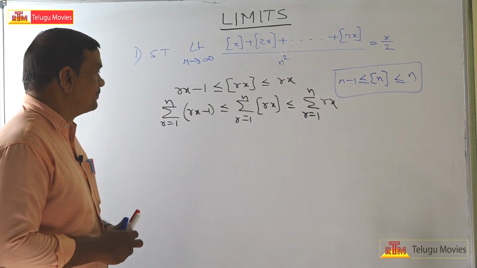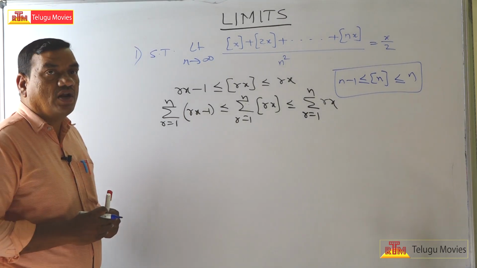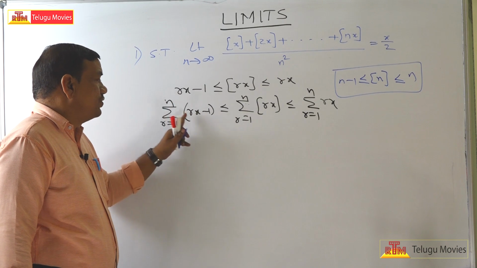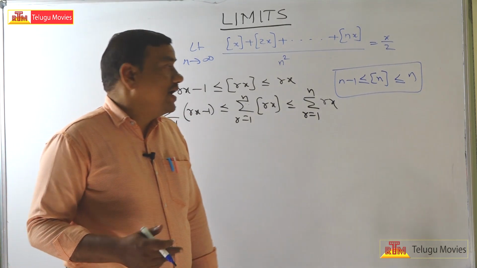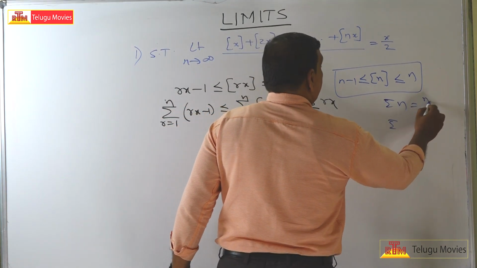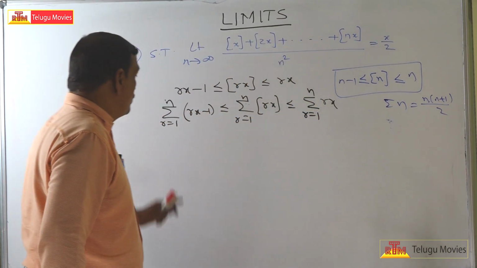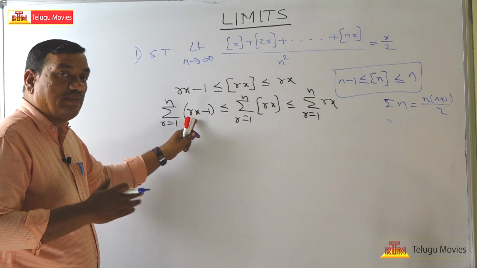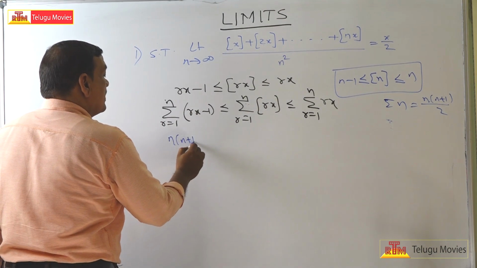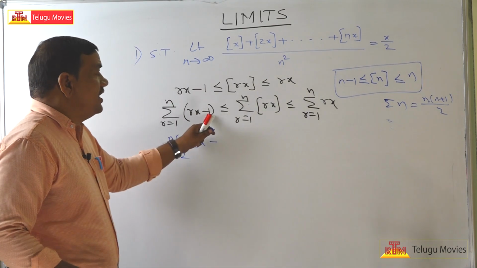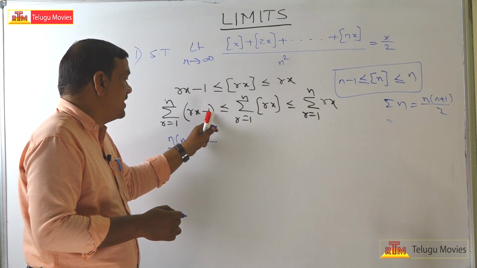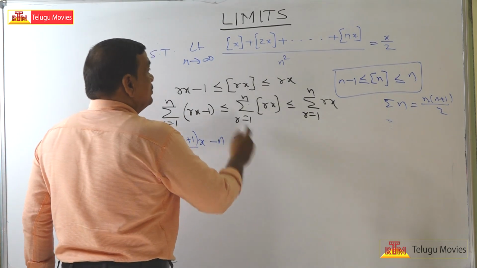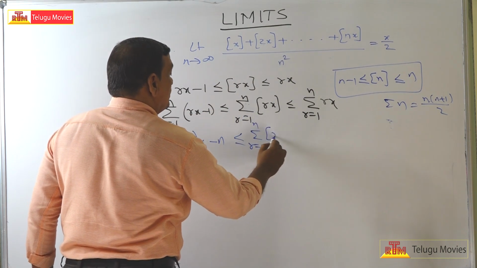Of course, we will divide by n square afterwards. First, up to here, r runs from 1 to n, so sigma r means what? You know the formula, sigma n is n into n plus 1 upon 2. Here sigma r means 1x plus 2x plus 3x, where x can be taken common. So you can write n into n plus 1 upon 2, x, minus 1 plus 1 plus 1, n ones, so minus n. That is less than or equal to this function. Don't disturb this function, as it is.